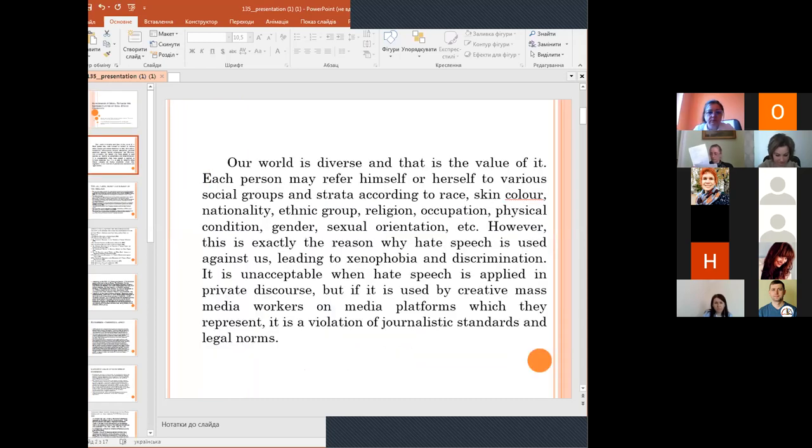Each person may refer himself or herself to various social groups and differentiate oneself according to race, skin color, nationality, etc. This is the reason why hate speech is used against us, leading to xenophobia and discrimination. And if it is used by mass media, it is a violation of journalistic standards and legal norms.